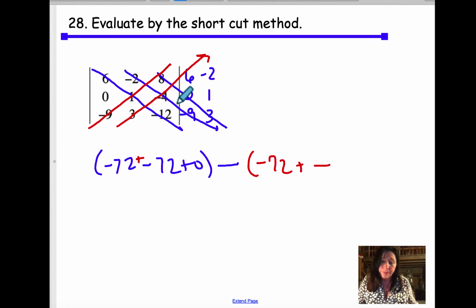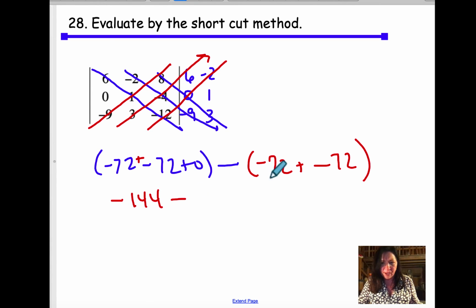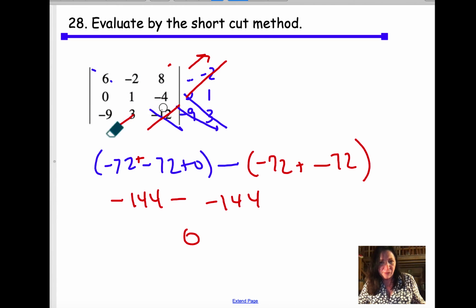And what is that? 12 times 6, that's 72, but that's -72. And then plus 0. Again, what is this? -72 and -72 is -144 minus -144. Oh boy, that looks like I'm getting 0. I would totally check this answer, right? I would absolutely check this for the determinant. And let's just do that. We've got 6, -2, 8.